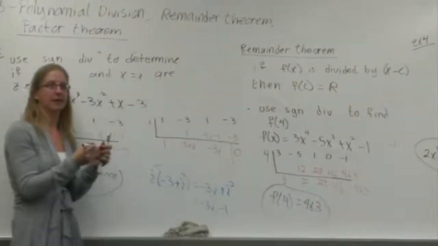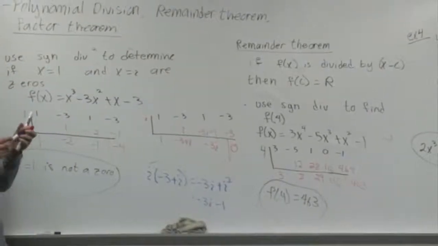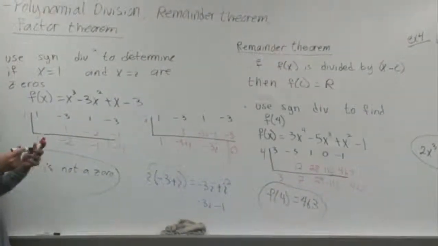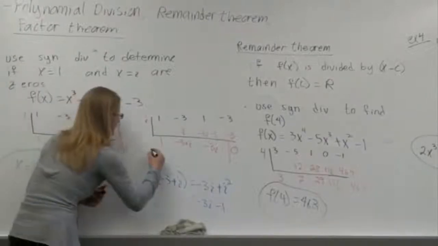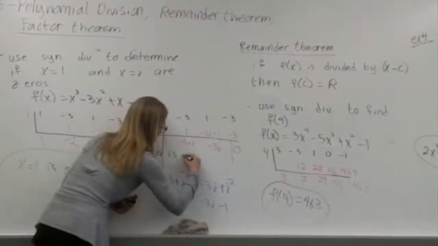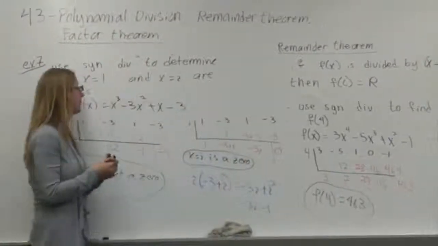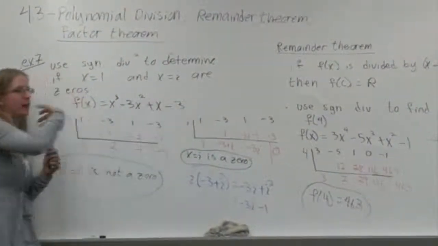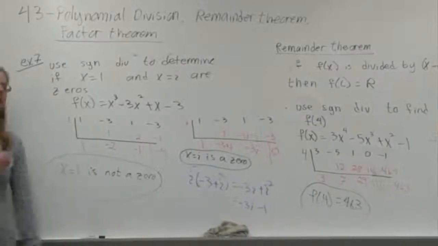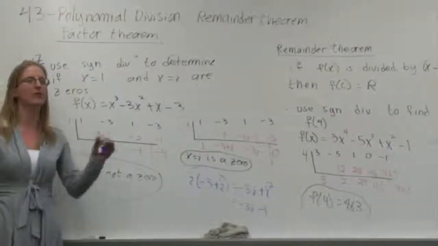So what is the answer? i is a 0. So x equals i is a 0, because I got 0 as the remainder. That means when I plugged in i here, I would have combined some like terms. Everywhere I saw an i squared, I would replace it with a negative 1, and I would have gotten 0.